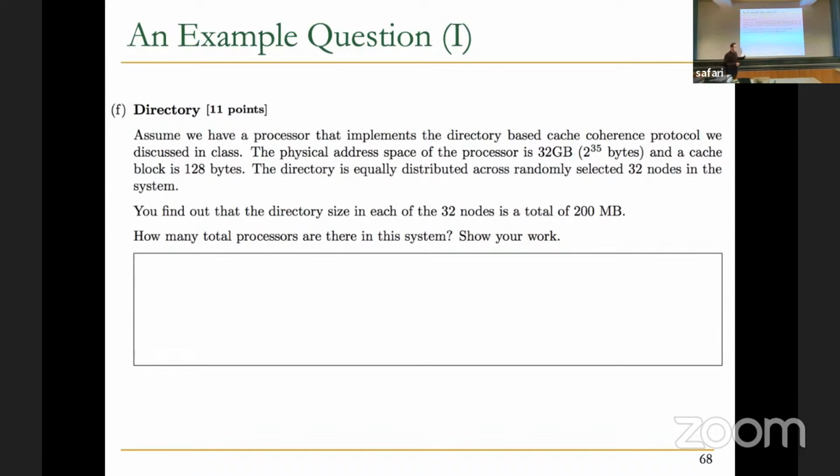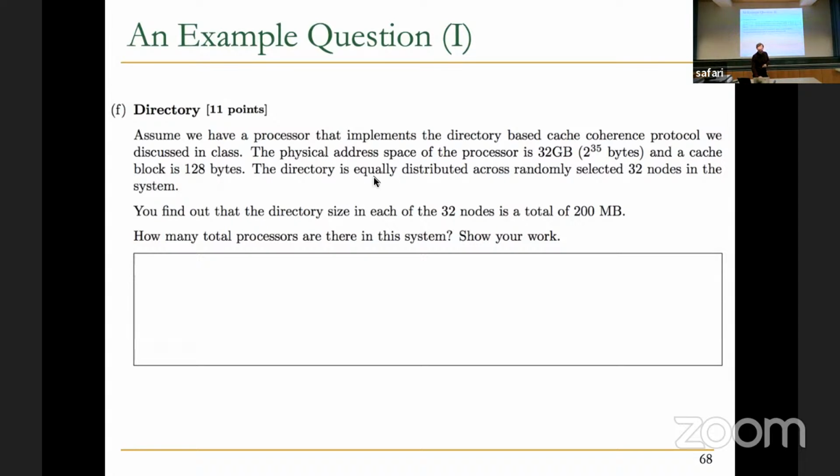Now, the question in coherence is, how does it adapt to modern systems? And we're going to talk about that, hopefully, if we have time. But this is an example question. And I like this sort of questions. You can take a look at it. Assume we have a processor that implements a directory-based cache coherence protocol we discussed in class. The physical address space of the processor is 32 gigabytes, very small, 2 to the 35 bytes. And a cache block is 128 bytes.